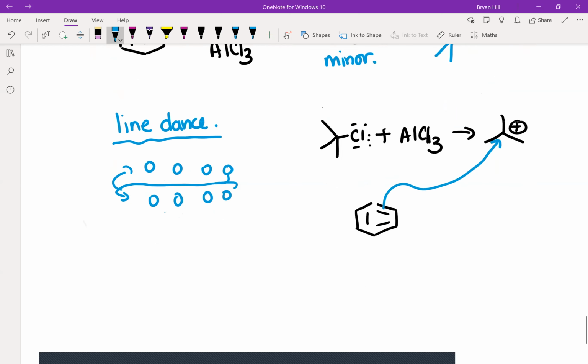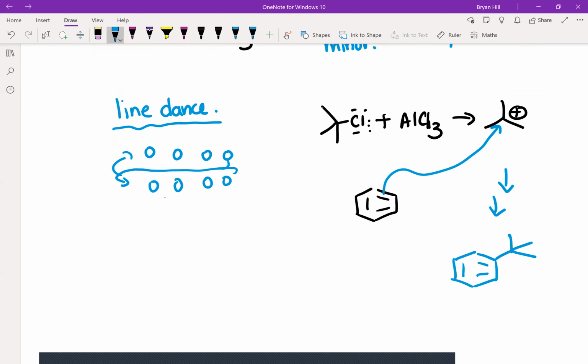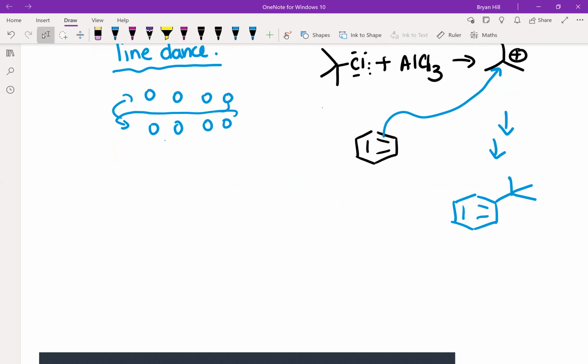And you are going to form, after it gets re-aromatized, this product, the one you want, the tert-butyl benzene. But it doesn't stop there. That's the problem. So if we remember the various functional groups, are they electron donors, or are they electron withdrawing groups?